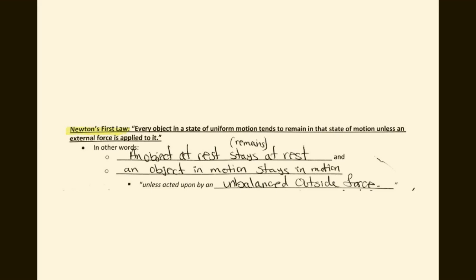All right, every object in a state of uniform motion, constant motion, tends to remain in that state of motion unless an external force is applied to it. So this is kind of like the first asterisk when you think about things: unless there's an external force applied to it. In common words, an object at rest stays at rest, and an object in motion remains in motion. That's going to hold true unless you have an outside active force that is unbalanced.